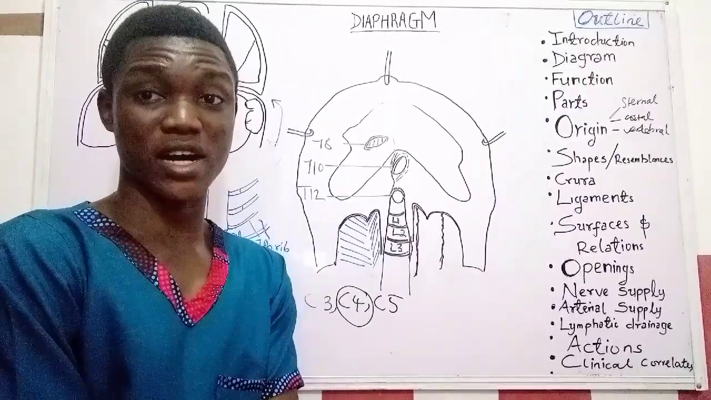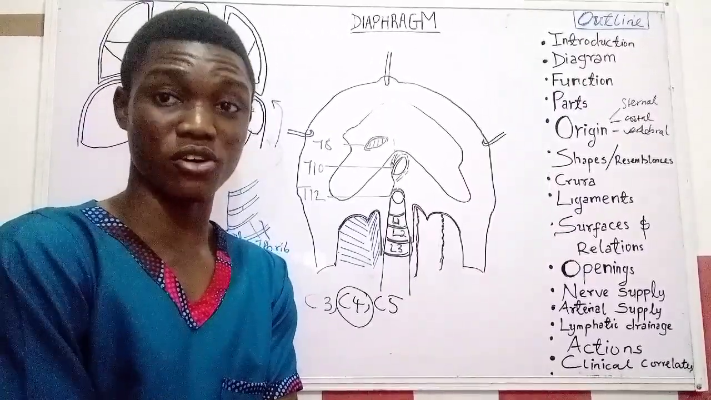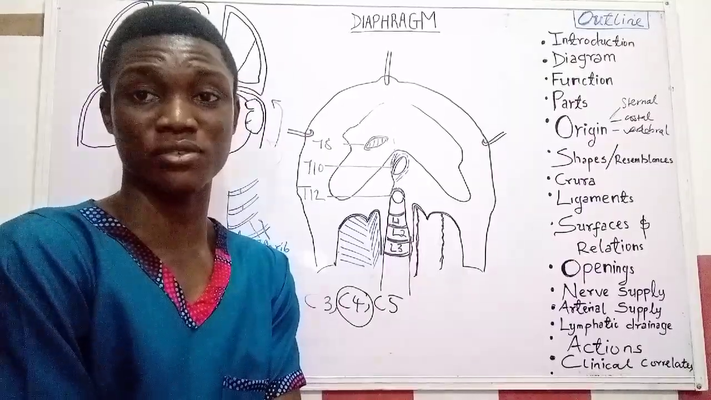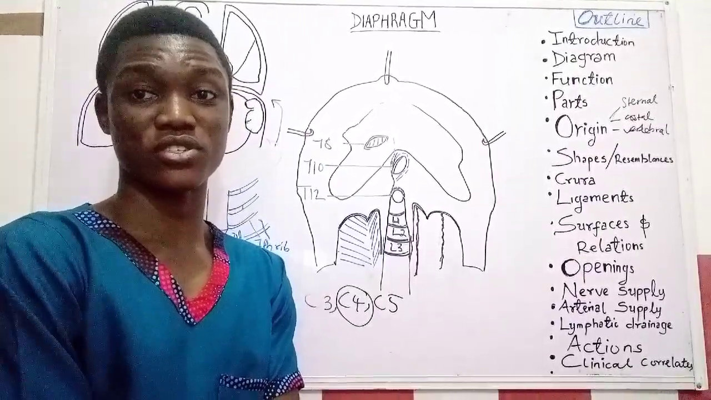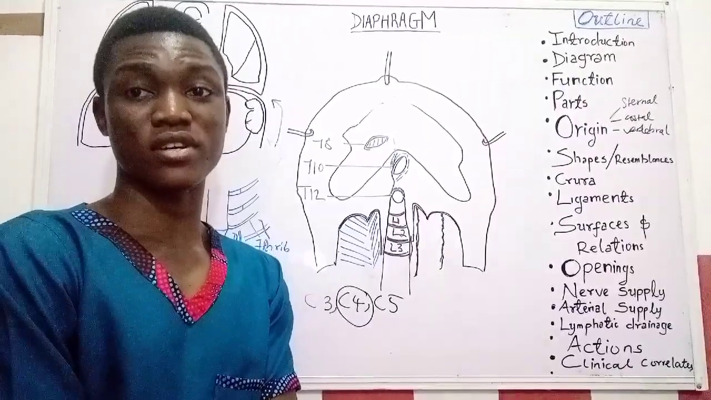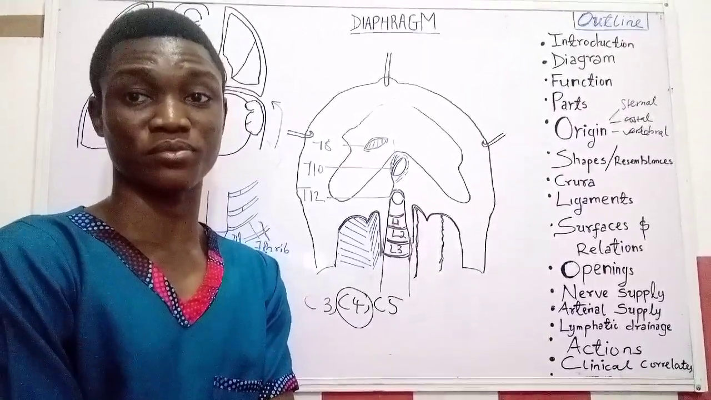It can be unilateral or bilateral. If it occurs bilaterally, that is on both sides of the diaphragm, it is a very serious condition because it can result in respiratory failure.